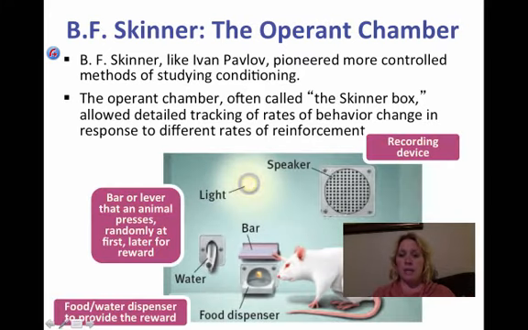It looked something like this. There was usually a food and water dispenser, a bar, a light, and a speaker, and he would have different things that would have to happen in order for the animal, the rat or pigeon, to get the food or the water.